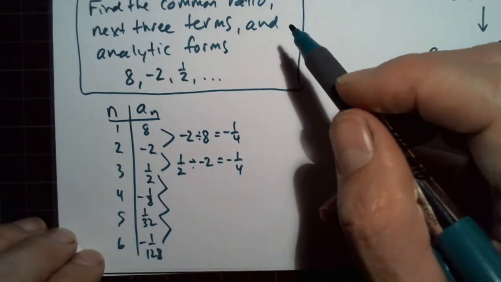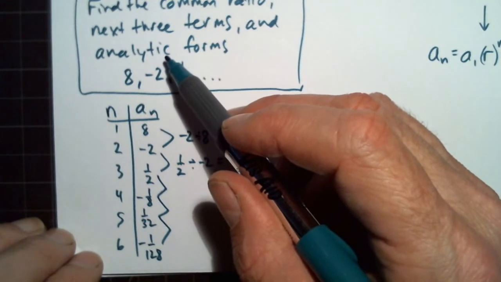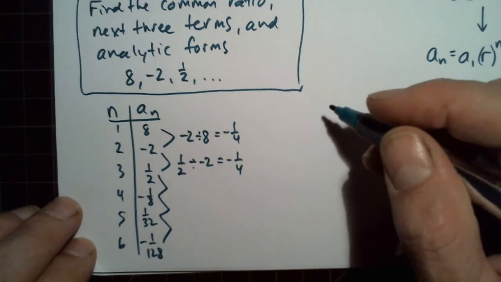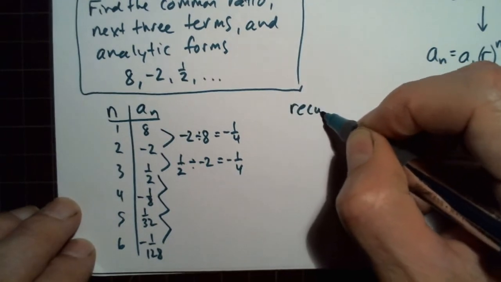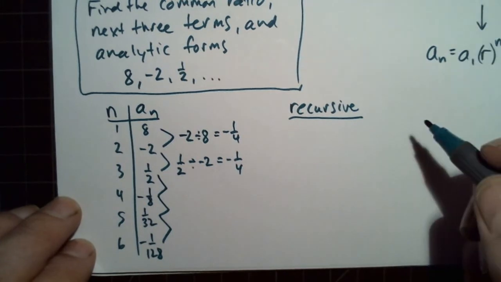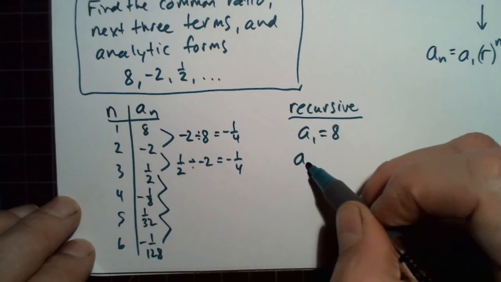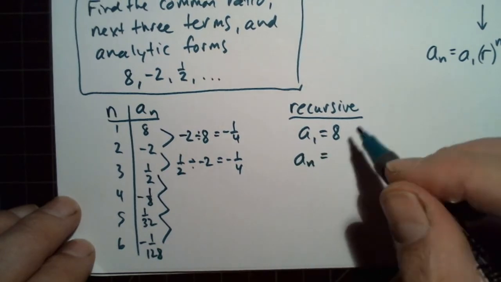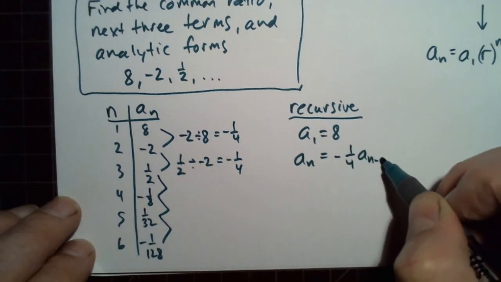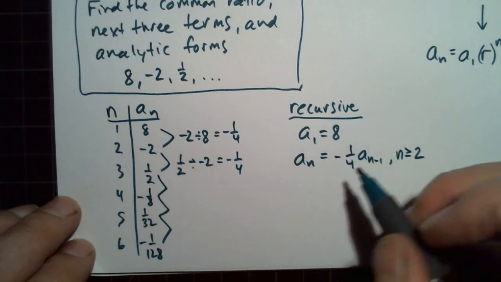Alright, then it talked about analytic forms, and analytic also could be called algebraic. So we can look at the recursive formula, and we just write down what the first term is, and then how to get to the next term, which is negative 1/4 a sub n minus 1, where n has to be greater than or equal to 2.